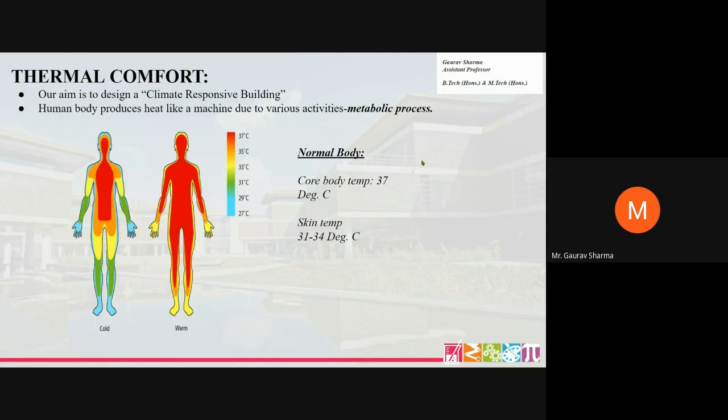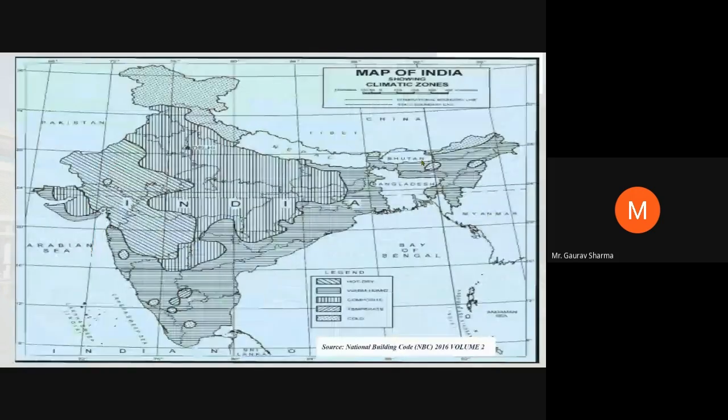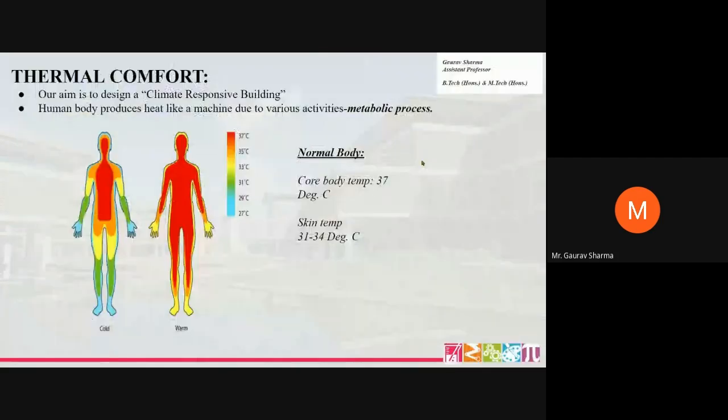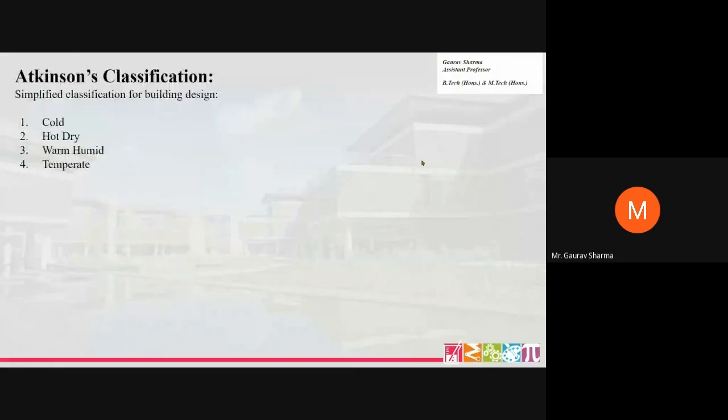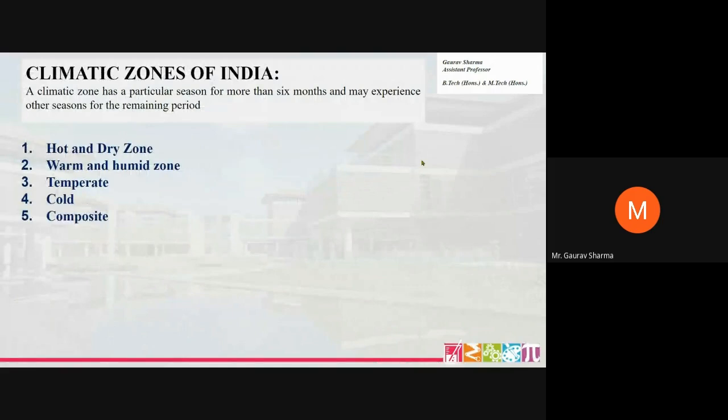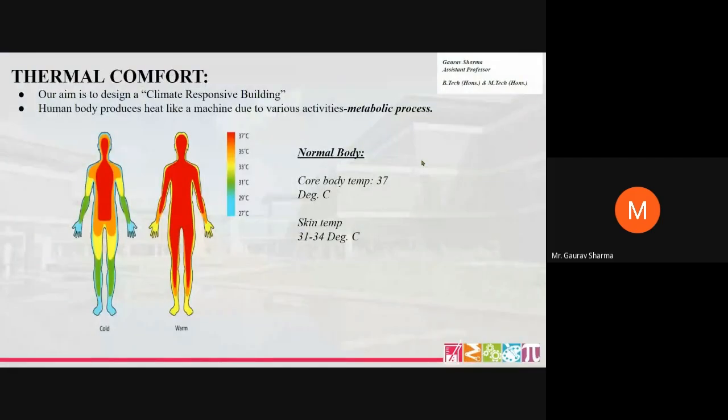So again, if we come back to our topic, what we were studying in our last class, about the different climatic zones, we discussed globally and locally, that is India and the world level. We have discussed a lot about the climatic zones. So again, I'm coming back to the topic, that is thermal comfort. If we talk about this particular topic, it varies individually.